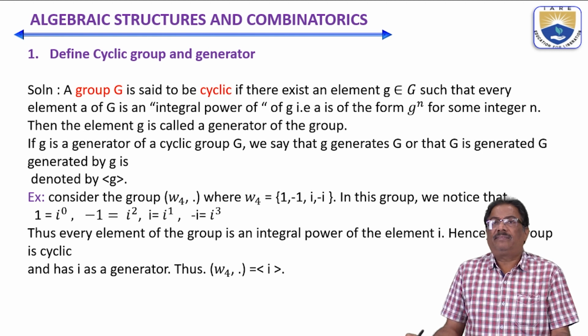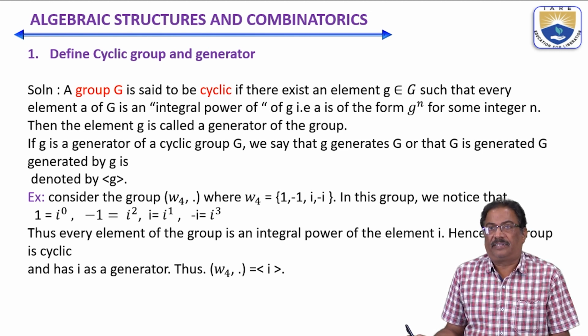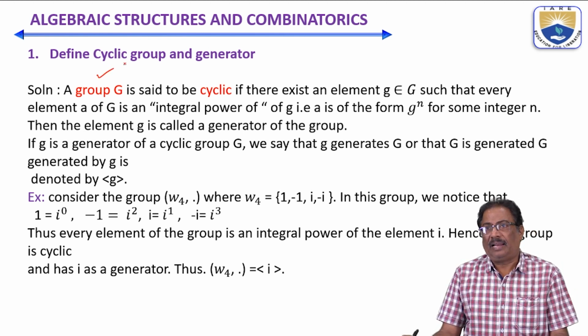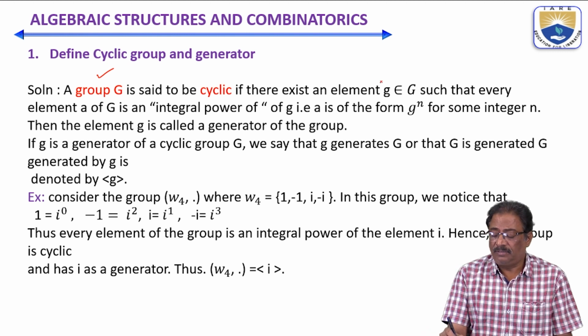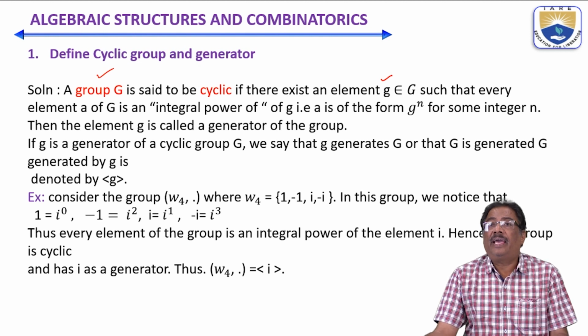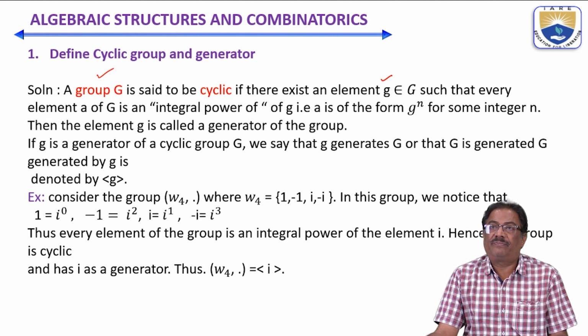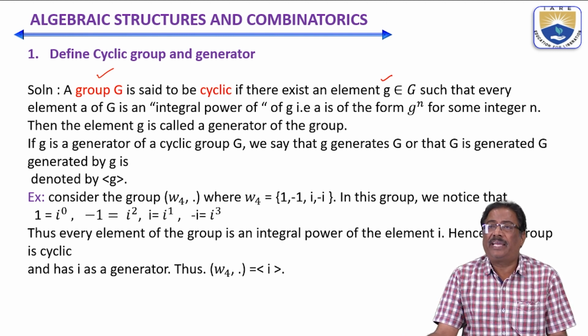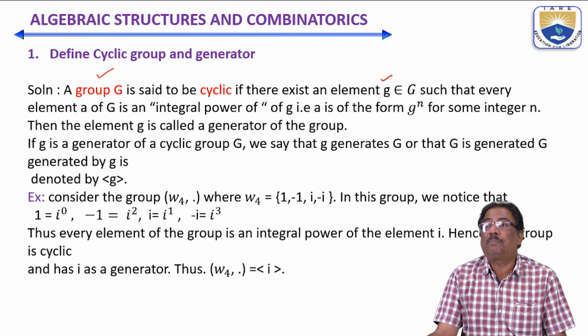Now first, what is a cyclic group and what is a generator? A group G is said to be cyclic if there exists one element g such that every element a of G is an integral power of g. The integral power of g means any element we consider from the group G can be expressed as g power n, where n is some integer. It may be 1 or 2 or 3, any number.